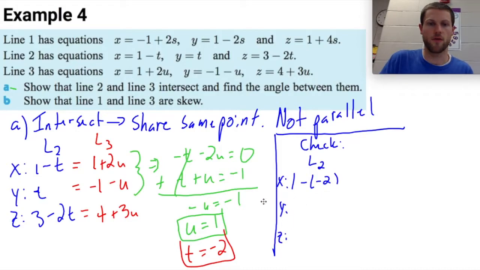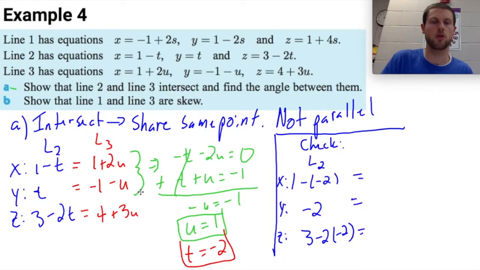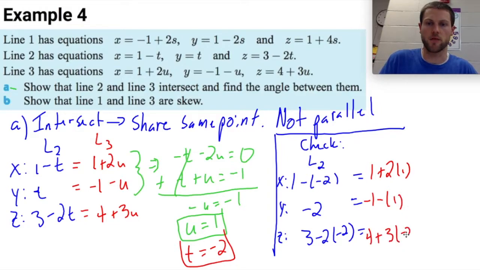And I have just t, so this is -2. And then for my z, I've got 3 minus 2 times -2. Now that should equal, when I plug u into these 3 equations for L3, that should all equal the same thing. So let's go back and plug in u. 1 plus 2 times 1, and then -1 minus 1, and then 4 plus 3 times -2.